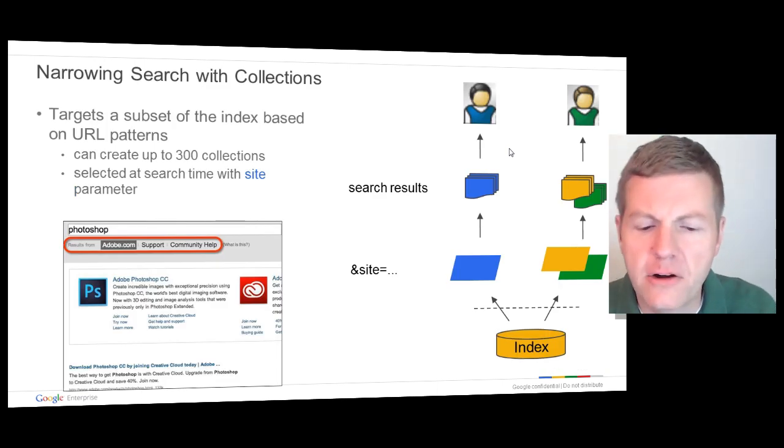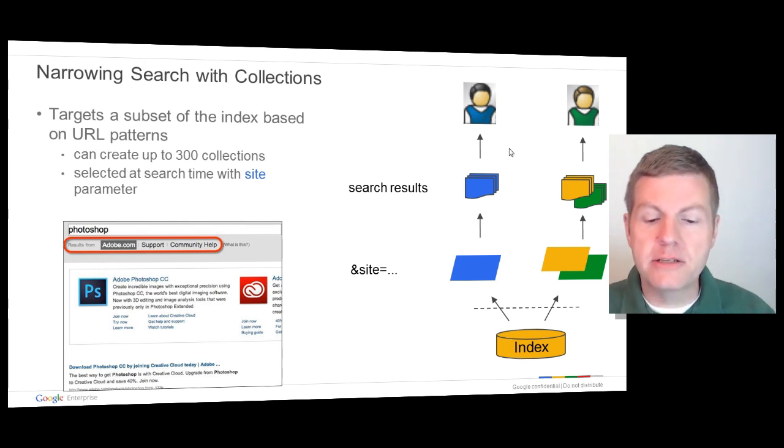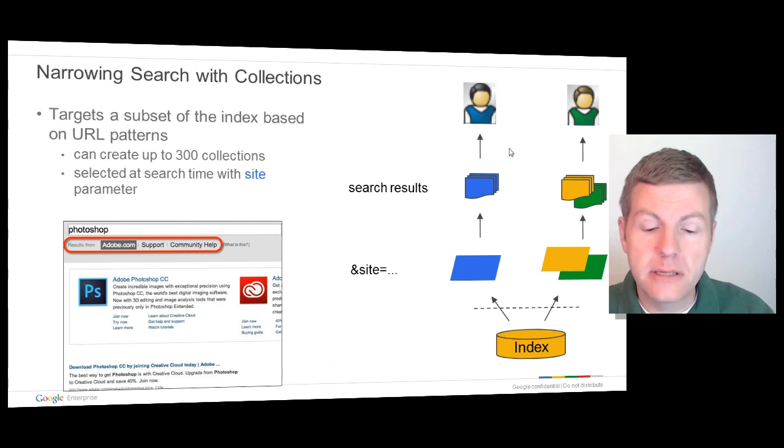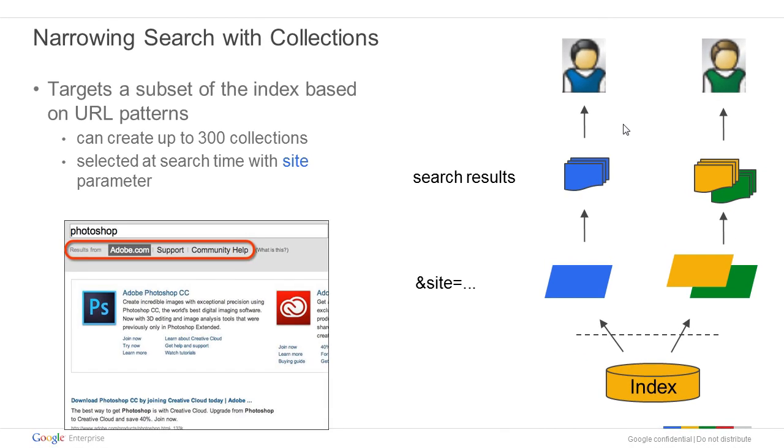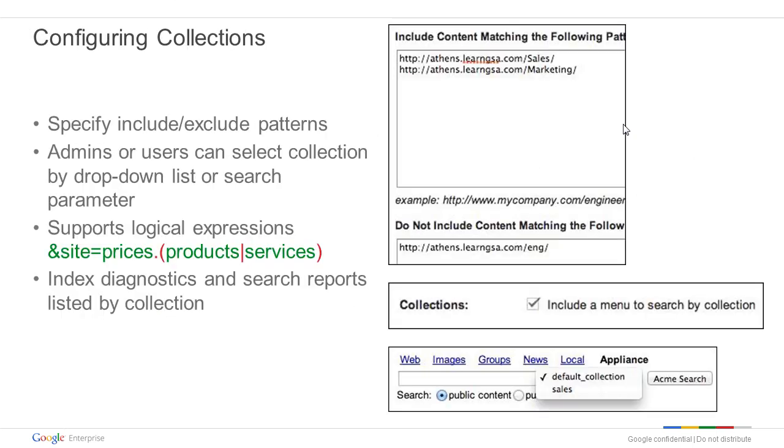The GSA has a single index. All documents go into that one index. But you can filter documents based on predefined sets of URL patterns to help users narrow search results. We call those collections. By default, there's a single collection that contains everything, but you can create up to 300 additional collections. At search time, the GSA looks at the site URL parameter to see which collection to use. Each collection can specifically include or exclude whichever URL patterns you want.